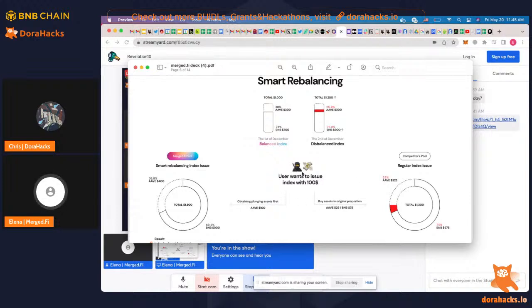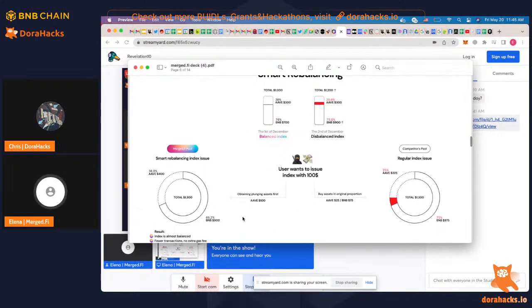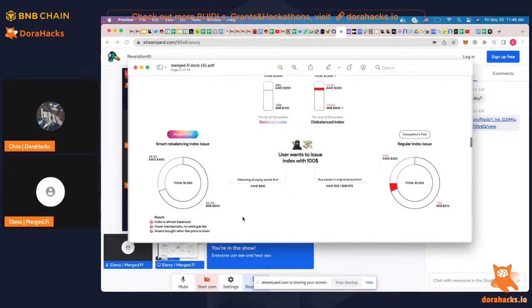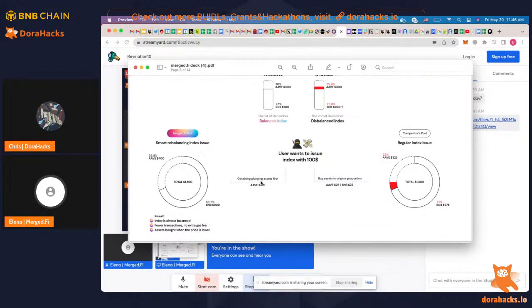When a user comes to an index protocol and, the way our competitors do it, wants to buy a $100 index with $100, they will buy it in the original proportion, which means $25 of AVA and $75 of BNB. As a result, on the right pie chart, you can see that the index is still disbalanced. In our case, before buying underlying assets, we check the current proportion of the index and buy the lagging assets first. In this particular case, it's much easier to just buy AVA with $100, which makes the index much more balanced at the current time. Also we make fewer transactions, so we save on gas fees, and it's like an alpha because we're buying the dip in assets first.